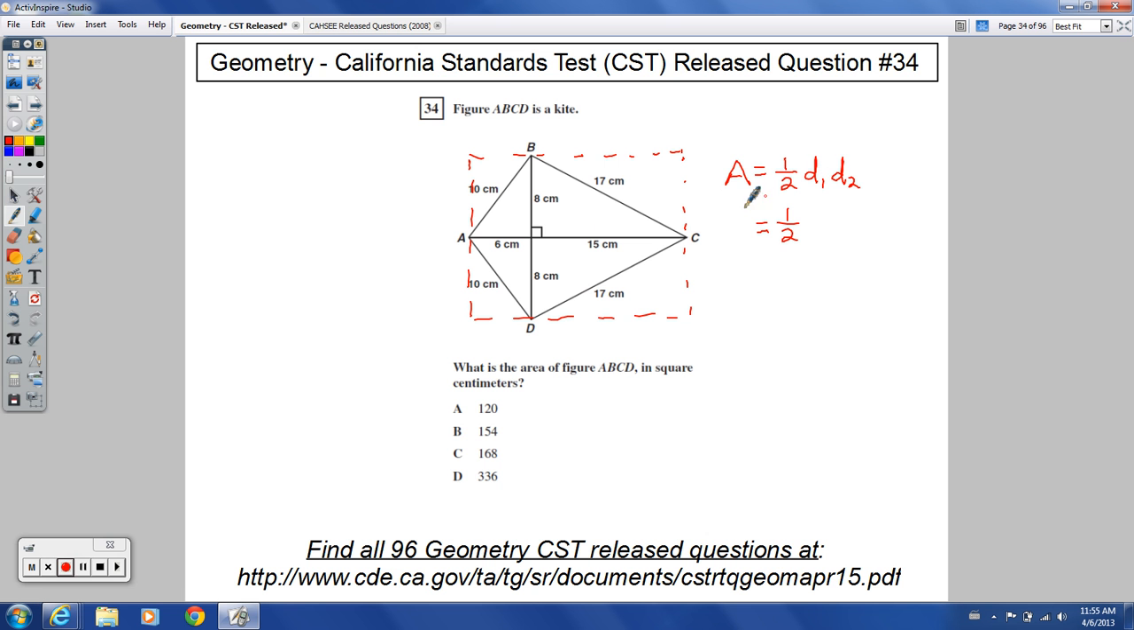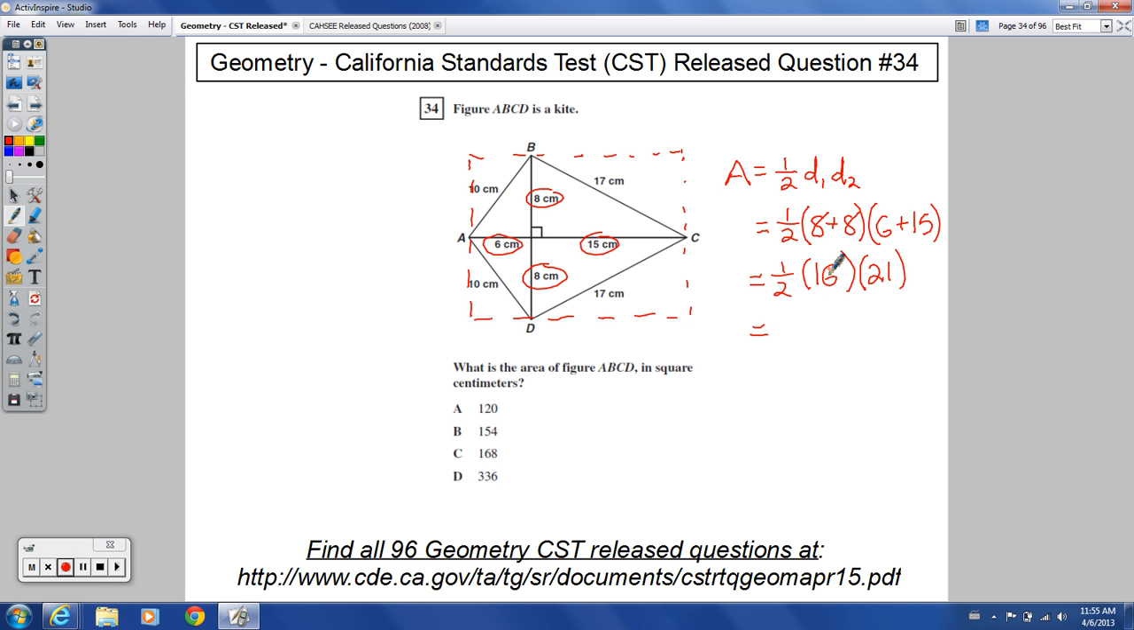So one of the diagonals would be 8 plus 8. I'll write it like that to start. 8 plus 8 would be one of the diagonals. The other diagonal would be 6 plus 15. I'm just using this and this, using this and this and adding them together. 6 plus 15 right there. That would be 1/2 of 16 times 21.